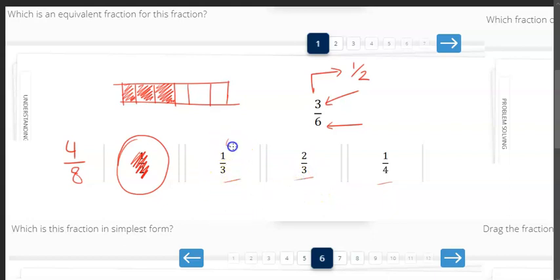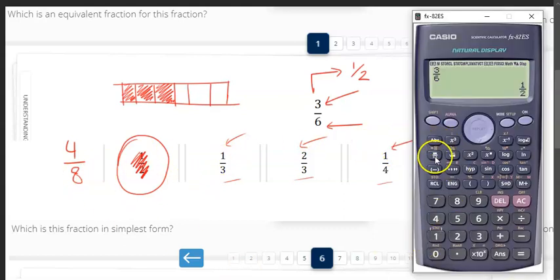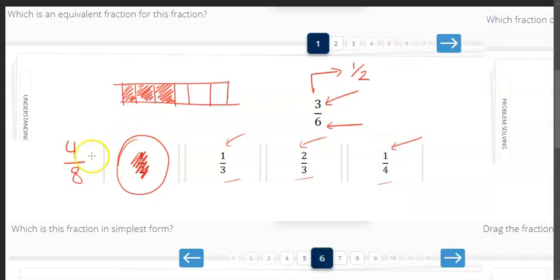Now obviously we can't simplify 1/3 or 2/3 or 1/4, but if 4/8 was provided as an answer, if we were to put this as a fraction and simplify it, this is also a half. So this is saying that 3/6 and 4/8 is actually equivalent. They're the same. So you would answer this one, okay?